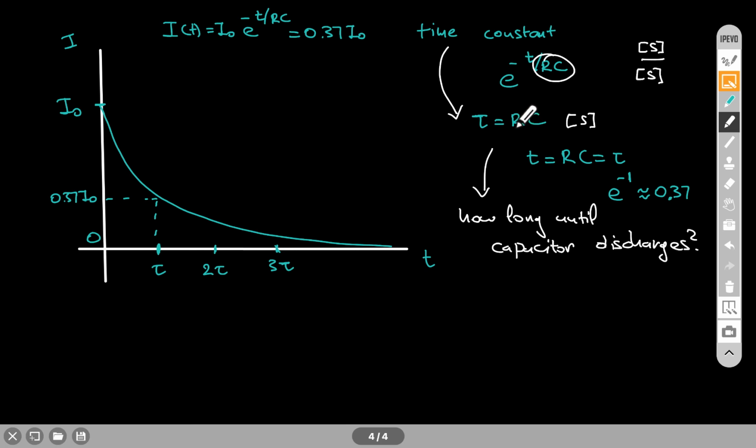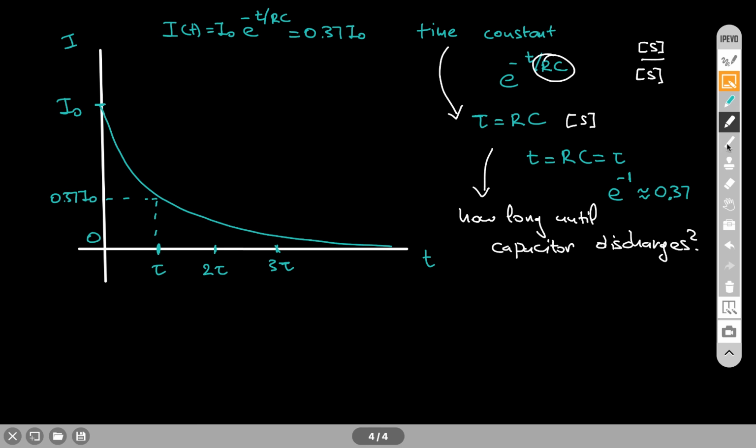So the usefulness of the time constant is that it gives you an idea how long you have to wait for this circuit in order to have the capacitor discharged or charged, depending on what you're doing. Okay, it just gives you an idea for how long you have to wait.